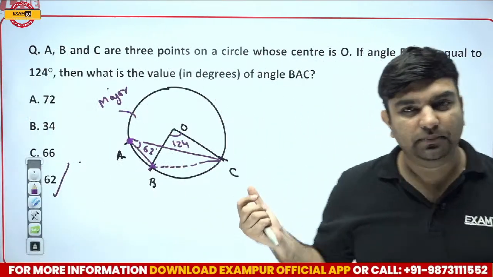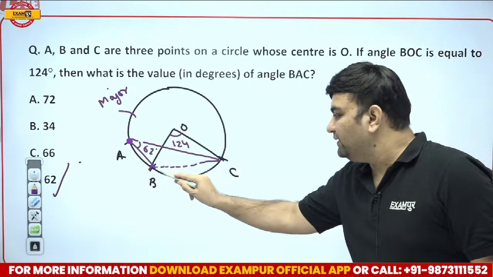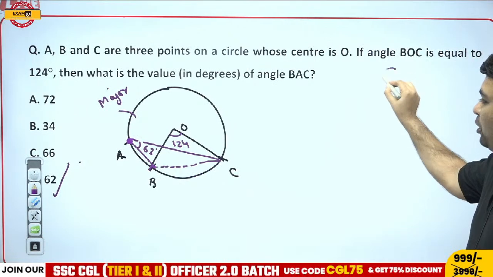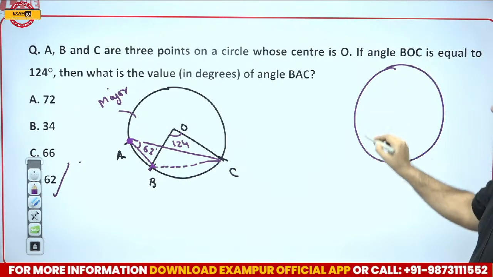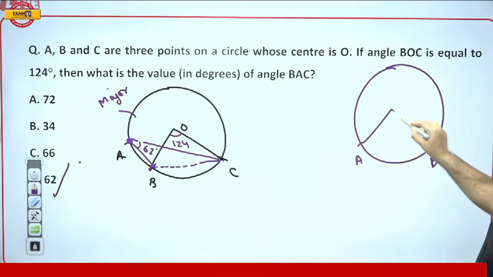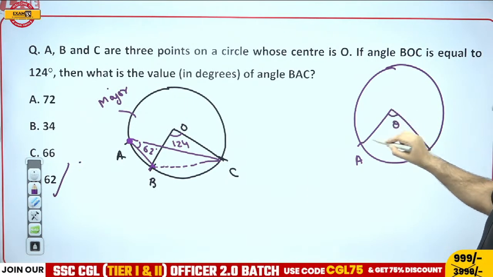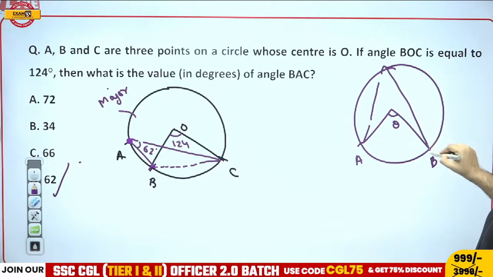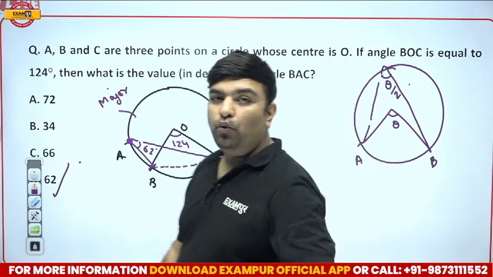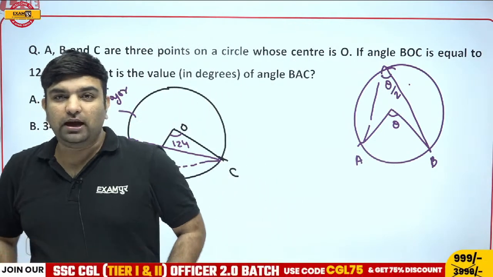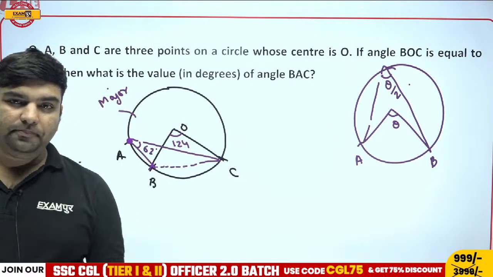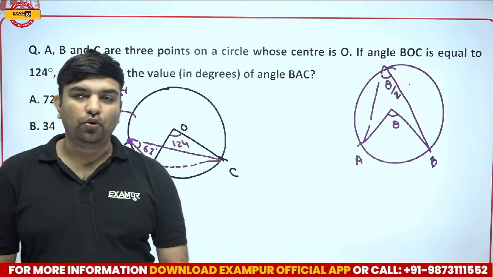Either you can make it an imaginary chord, or we can read this property in terms of arc as well. If an arc AB subtends theta at the center, then it will subtend theta by 2 at the circumference. Now, when I teach these properties, they look absolutely easy. But when it comes to applying them, generally it requires some practice.